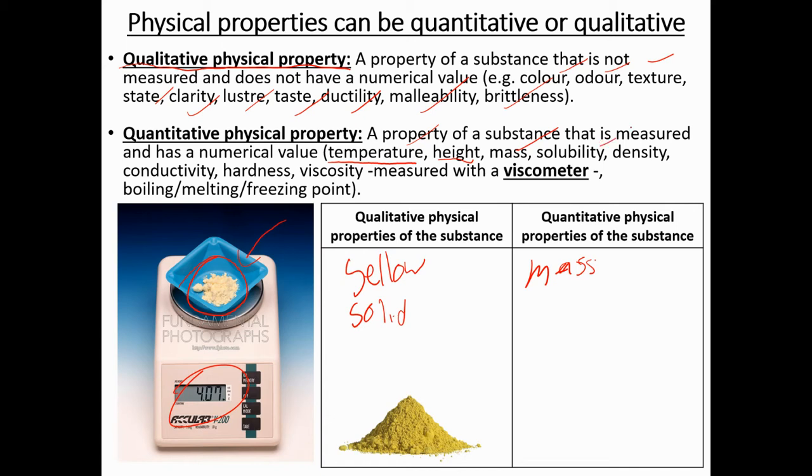Solubility, we'll learn later, is also based on a number. Density, you've done through calculations. The boiling point, melting point, and freezing point, those are all quantitative physical properties. If it's reported as a number, so is conductivity. Viscosity, using a viscometer, is also a quantitative physical property. Hardness as well, because it's actually based on a scale that gives you a number that tells you how hard something is compared to something else. So a higher number is harder than a lower number on that scale. So if it's presented with a number, you're dealing with a quantitative physical property.